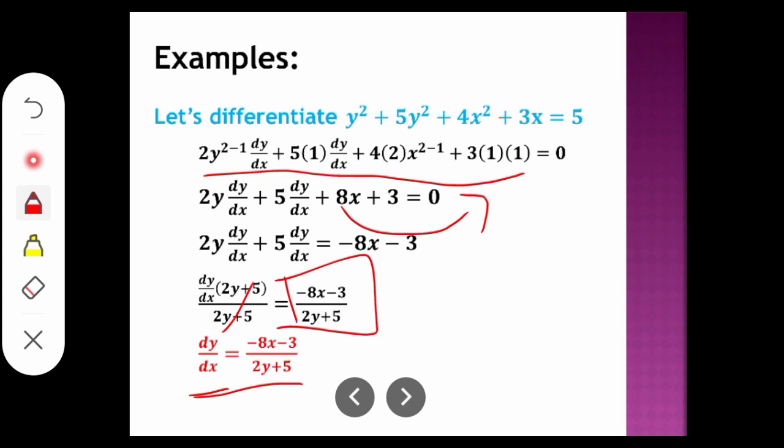In general, an implicit function is a function we get by taking the relation f of x and y equals g of x and y and solving for y. It is called the implicit function for the relation.